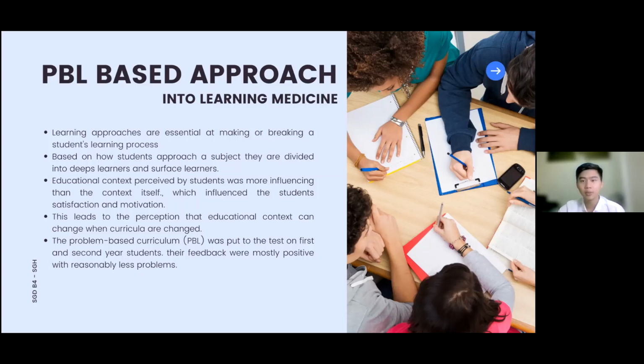This led to the idea that learning approaches were the key to studying effectively, but recent studies showed that learning approaches were not stable psychological traits, since students can choose either of these approaches depending on the educational context in what they are learning. This educational context as perceived by students was more influential than the context itself. This led to the perception that educational context can change when curricula are changed. The most widely known learning approach, the problem-based curriculum or problem-based learning, was put to the test on first and second year students. This showed very good promise since their feedback was mostly positive with reasonably few problems.